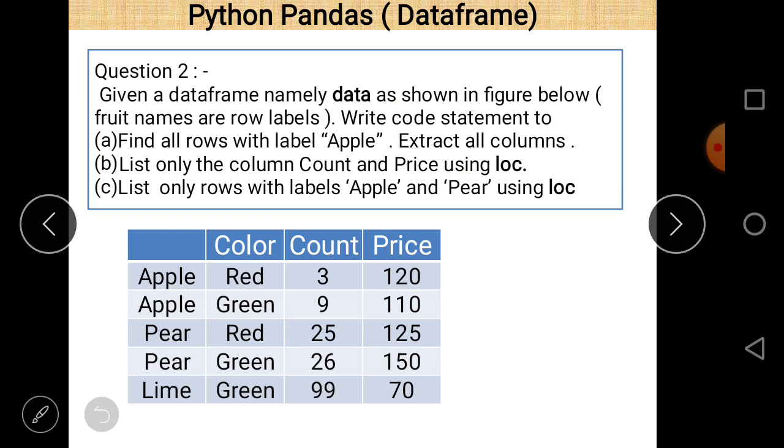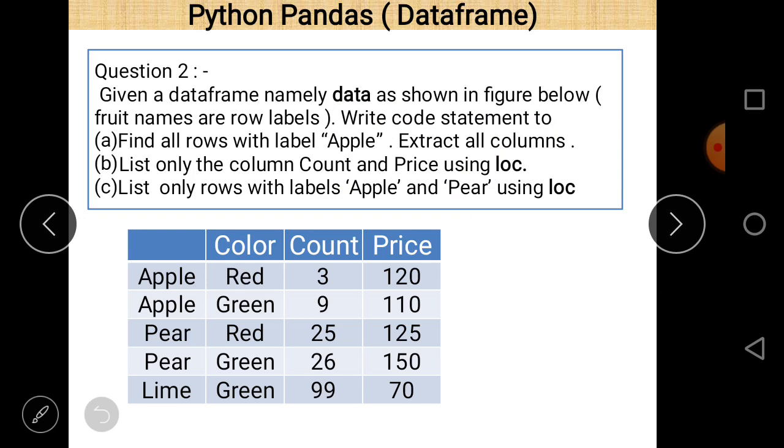So there is a use of LOC in this question, and it is also mentioned here that you should use the LOC attribute to find the desired result. The name of the data frame is data, which is already given here. In this data frame there are columns name, color, count and price, and there are 5 rows. Index values are apple, apple, pear, pear and lime. So there are 5 rows and 3 columns named here.